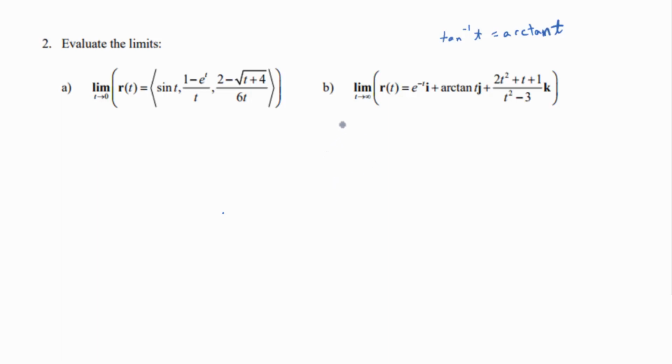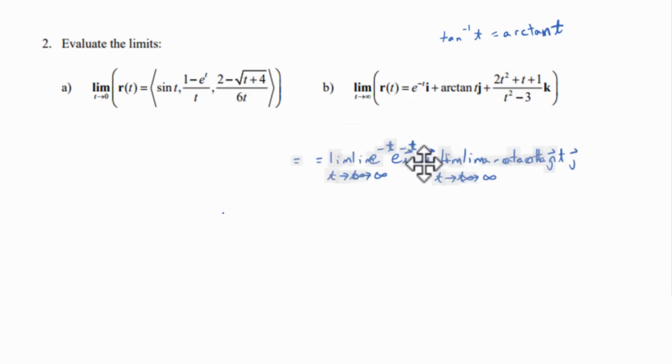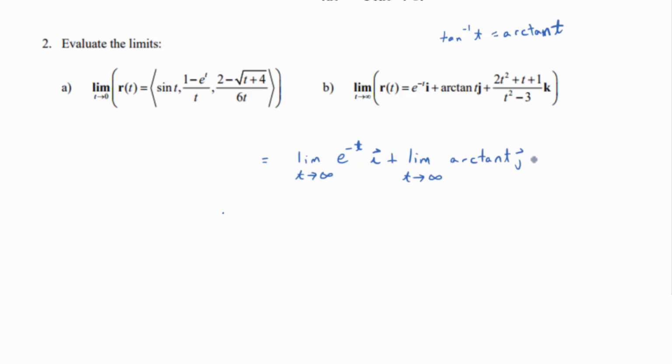So I'll write this out, although I'm not going to require you guys to do that. This would be equal to the limit as t goes to infinity individually of e to the negative t, and then i, because the limit of e to the negative t as t goes to infinity is going to be the I component. The limit as t goes to infinity of the arctangent of t, j, and then plus the limit of that rational function.